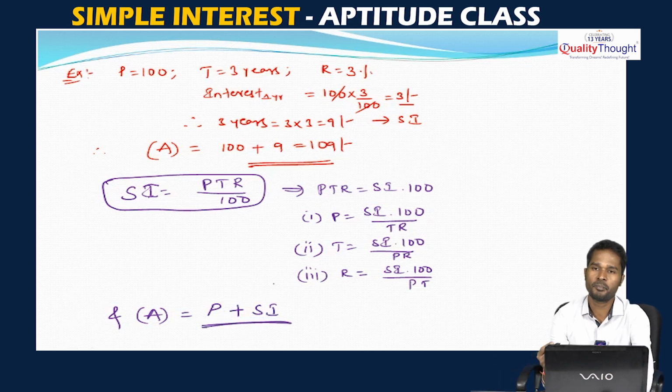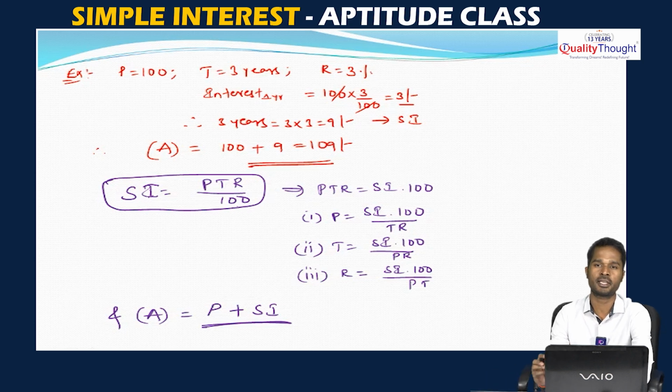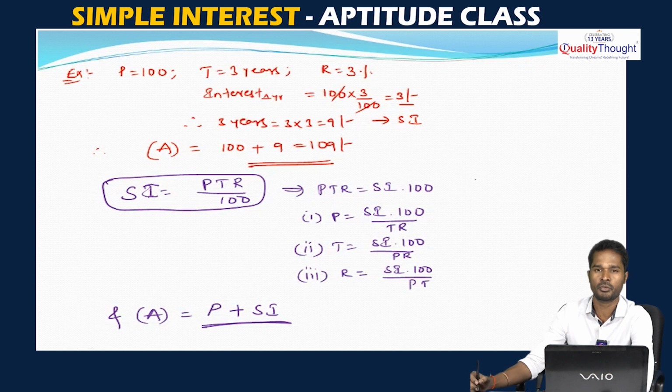The simple interest will be calculated equally for each year, and you need to remember the time period will always be taken in terms of years. If the question says the time period, for example, a certain amount of money is given for 6 months, then you need to convert that 6 months into years, like 6 by 12, that is half a year. So the time period will be taken in years.